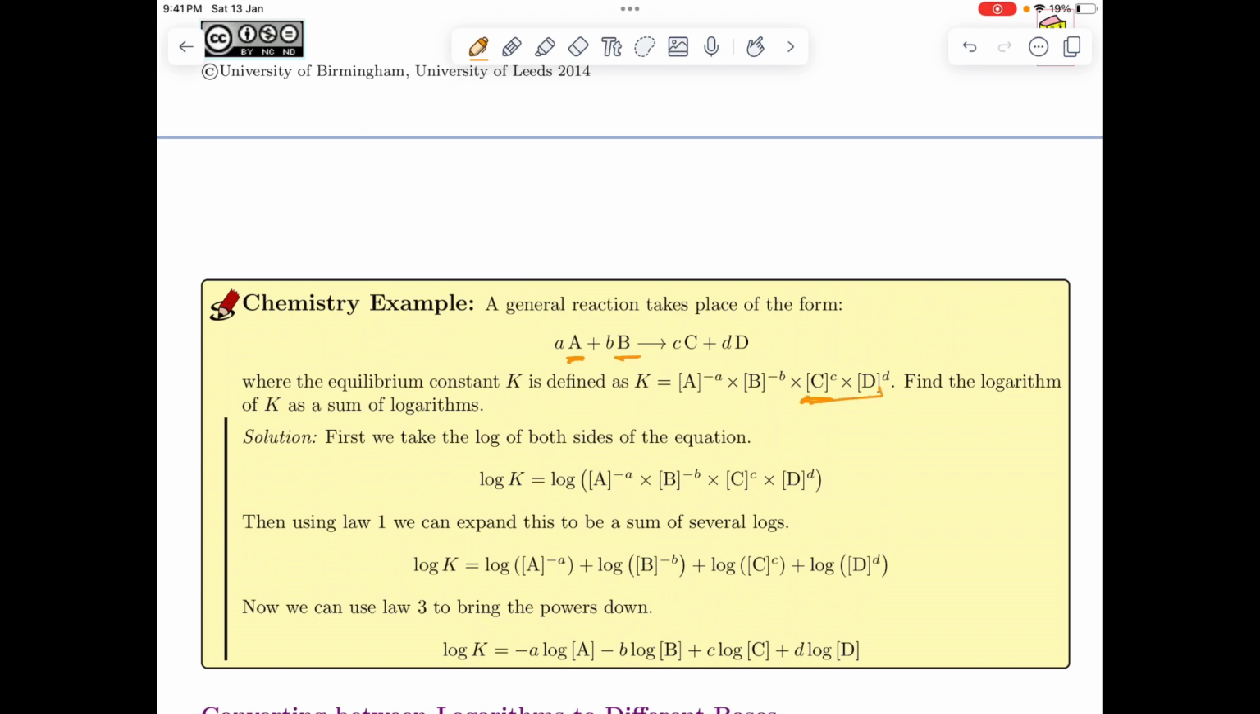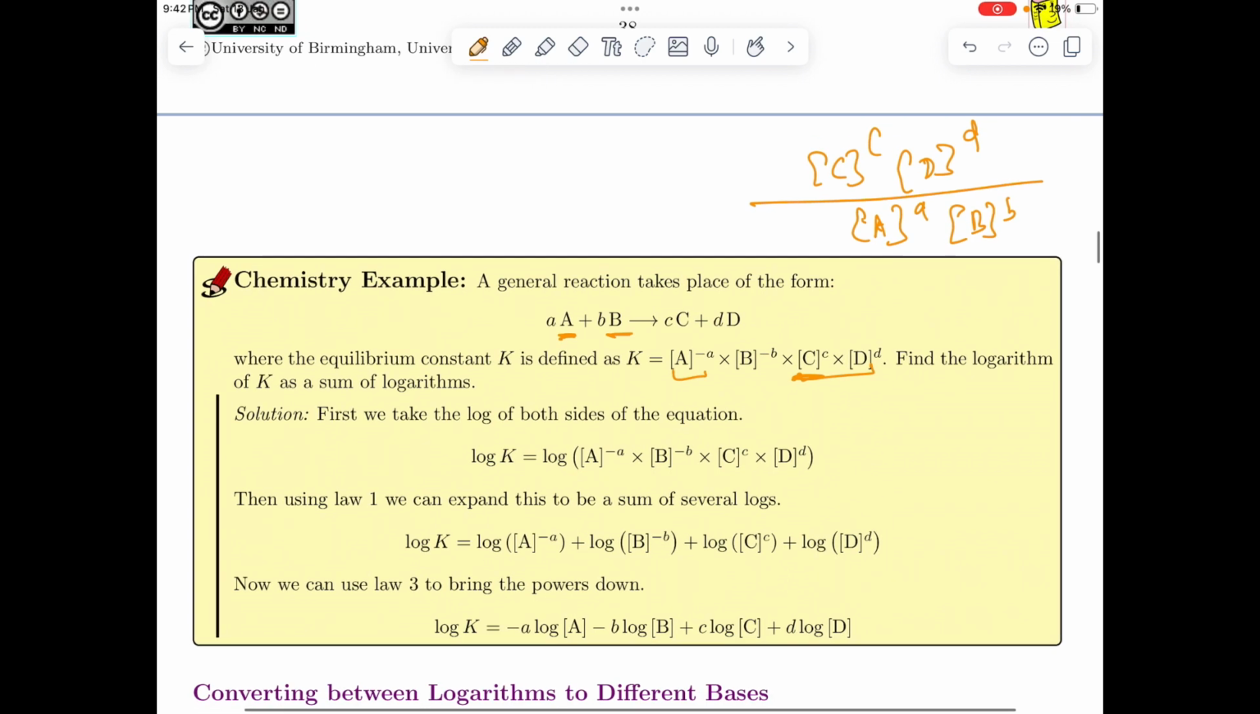Okay, so as you know, the equilibrium constant is defined as the concentration of product to the power of its coefficient, divided by the concentration of reactant to the power of its coefficient. So this is basically C to the power c, D to the power d, divided by A to the power a and concentration of B to the power b. Now you have to find logarithm k as a sum of logarithms.